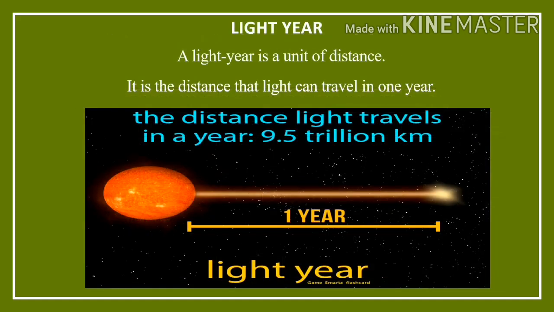The distance between stars are measured in light years. A light year is the distance traveled by light in 1 year. The distance light travels in a year is 9.5 trillion kilometer.